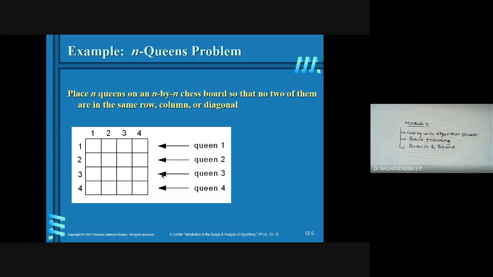So they may ask a question. The probability is around 90 to 95% of this question. So that is why please give more and more importance to this. Okay, so place N Queens. How to solve this problem?